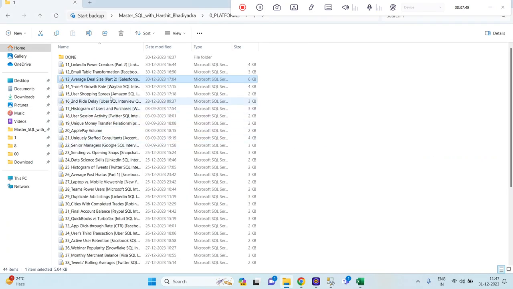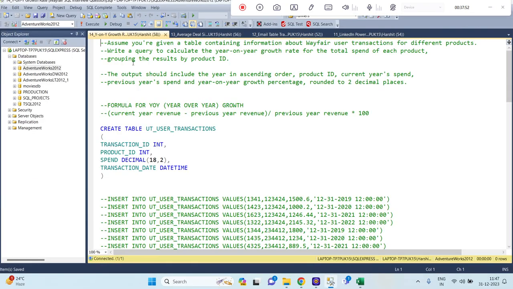Okay, let me jump to the next question. This is regarding year over year growth. It is very frequently asked in Power BI also. We can use this one, and in SQL also we can use it. So this is the description.